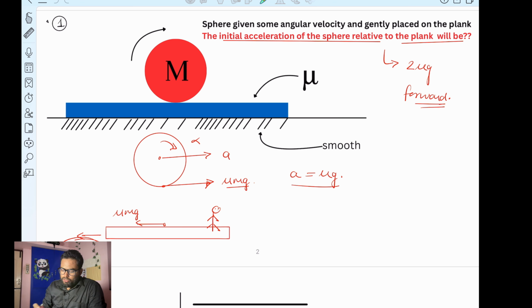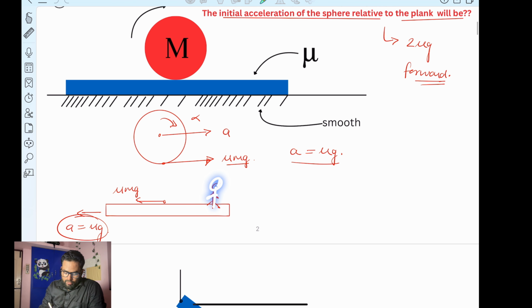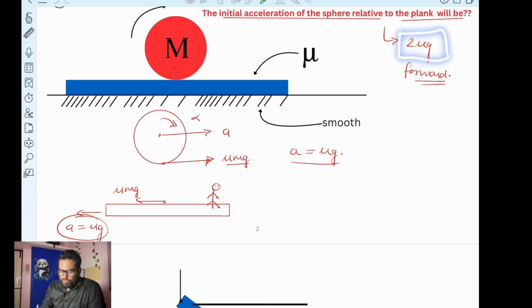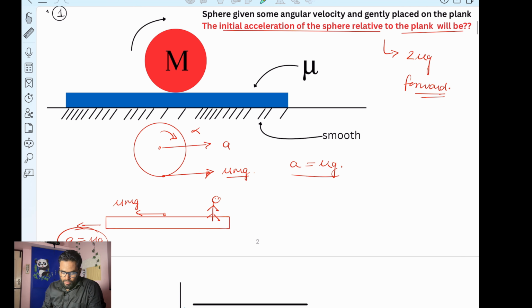Now the question is asking for the acceleration of the sphere relative to the plank. We know how to calculate the relative concept. I will sit on the plank, and whatever acceleration it has would be given to the sphere. The sphere has mu g, the plank has mu g, and I would sit on the plank and give the acceleration backward to the sphere. So the net acceleration of the sphere would become 2 mu g forward. Got it? No problem in this question.